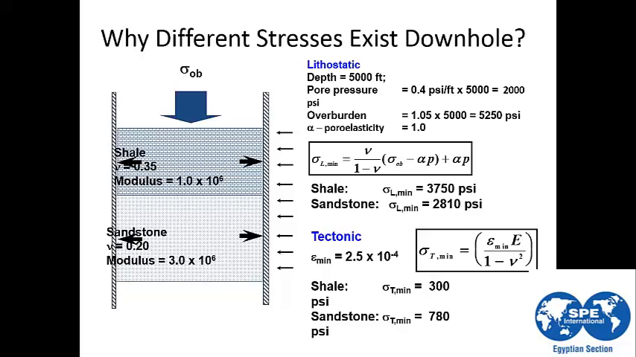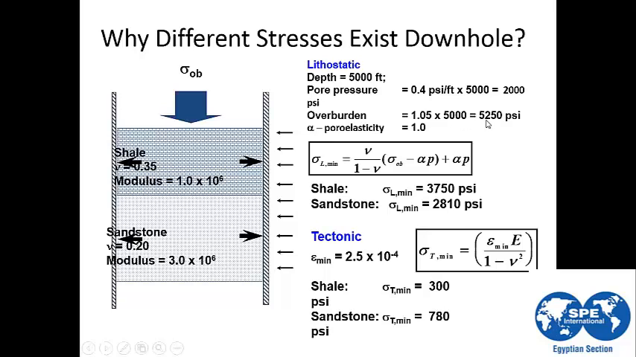So if we are going to calculate the overburden stress for both types of rock, this rock is at 5,000 feet. First of all, we are going to calculate the pore pressure. It is 0.4 psi per foot multiplied by 5,000 feet. This is equal to 2,000 psi. Then we are going to calculate the overburden stress, 1.05 multiplied by 5,000.